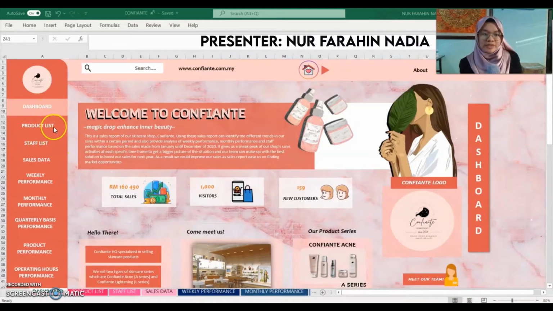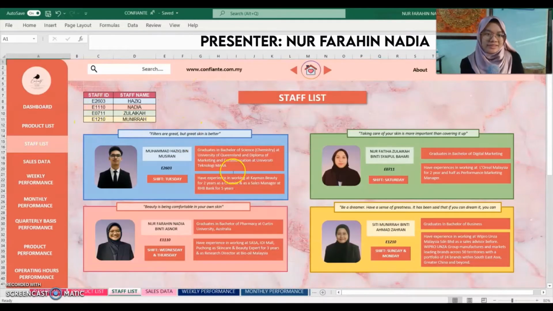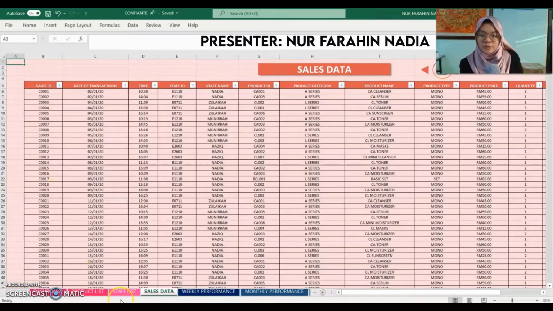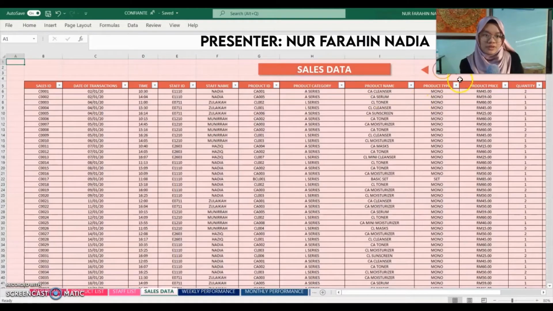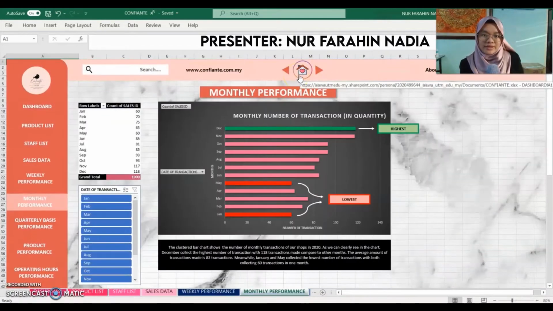Here we also provide hyperlinks that link to each specific sheet. For example, if I click staff list here, it will automatically bring us to the staff list page. For each of the pages or sheets, we provide buttons to go to the previous page and also to the next page, and a home button to directly go to the dashboard.